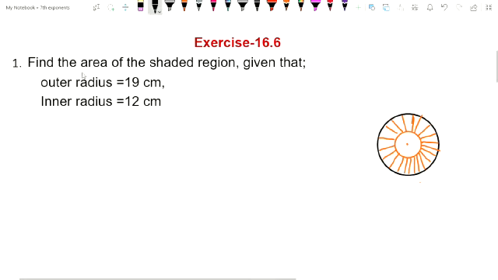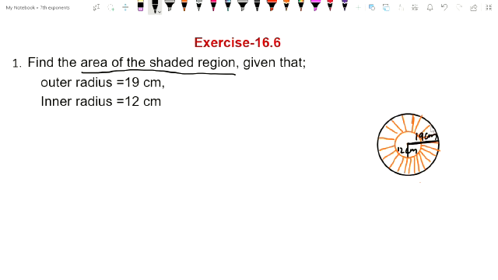Find the area of the shaded region given that the outer radius and inner radius are given. See here, this is the center of the circle. This is the outer radius, which is 19 centimeter, and this is the inner radius, 12 centimeter. So what things are given here? Outer radius and inner radius are given. We need to find the area of the shaded region.